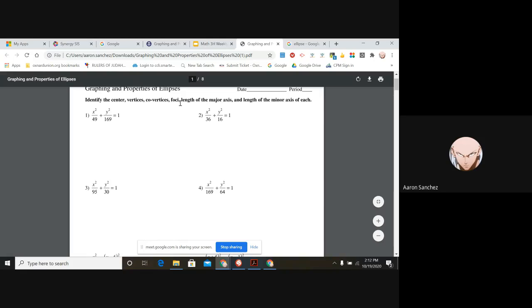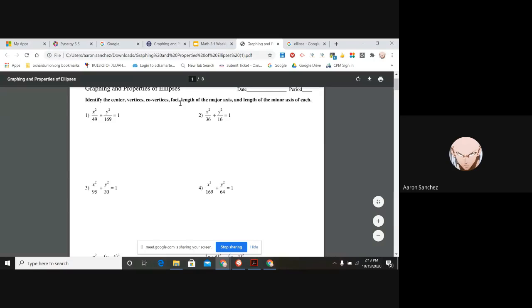They want us to identify the center, the vertices, the co-vertices, the foci, the length of the major axis, and the length of the minor axis. They want us to do 6 things. Oh, I ran out of room there. Now, you could just draw a picture.